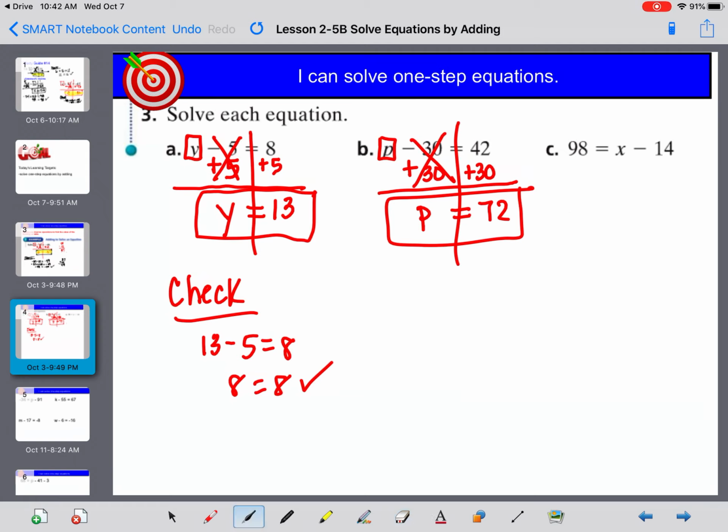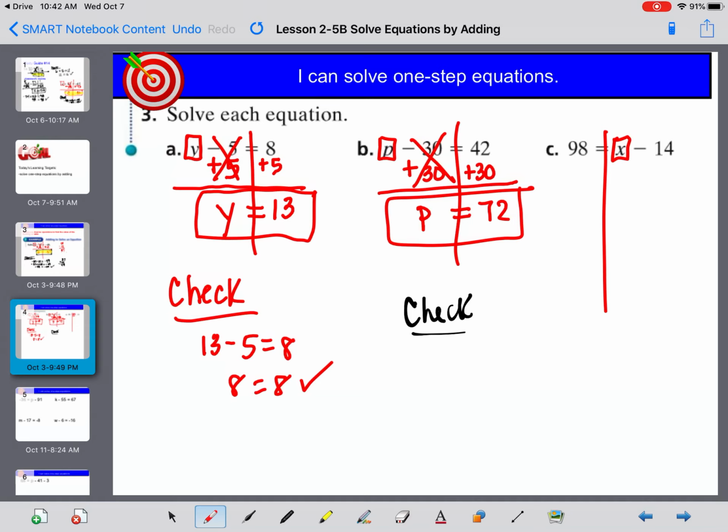And then make sure that you've checked your work, and you'll find out that my answer is correct. The next one, even though the variable is on the right, the process is the same. You need to be comfortable solving from the left or the right.